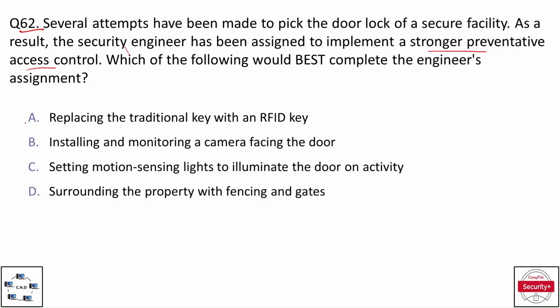And the options are option A, replacing the traditional key with an RFID key. Option B, installing and monitoring a camera facing the door. Option C, setting motion sensing lights to illuminate the door on activity. And option D, surrounding the property with fencing and gates. And the correct option is option A, replacing the traditional key with an RFID key.